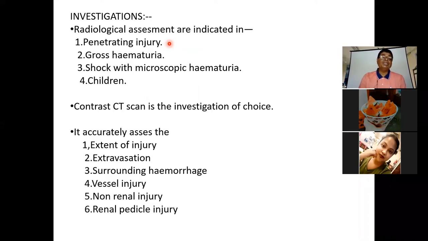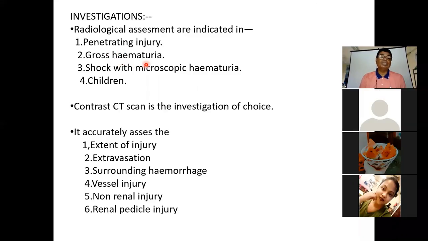If a patient has a penetrating injury, because 70% of penetrating injuries are major injuries. Another indication is gross hematuria, even in blunt trauma. When the patient has gross massive hematuria, presents with shock, or has microscopic hematuria, and in children, because in children the abdomen is quite big and the protective phenomenon is not developed. So what investigation will we do? What is the choice of investigation?